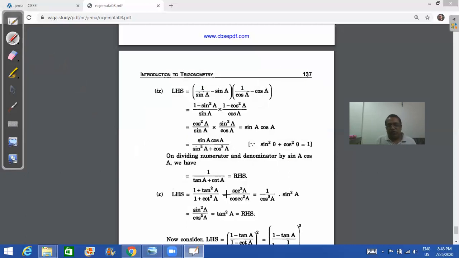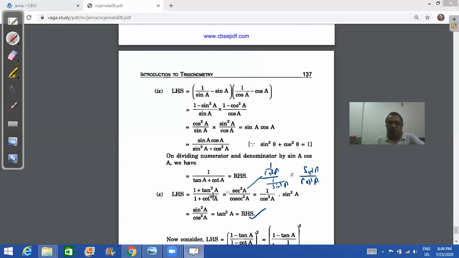after this step, sec is replaced with 1 upon cos. Sec is the reciprocal of cos, so sec square A is 1 by cos square A. And what is cosec? Cosec is the reciprocal of sine, so this will become 1 by sine square A. If I solve this, the lowest term goes right on top, so I get sine square upon cos square A, and sine square by cos square is tan square.